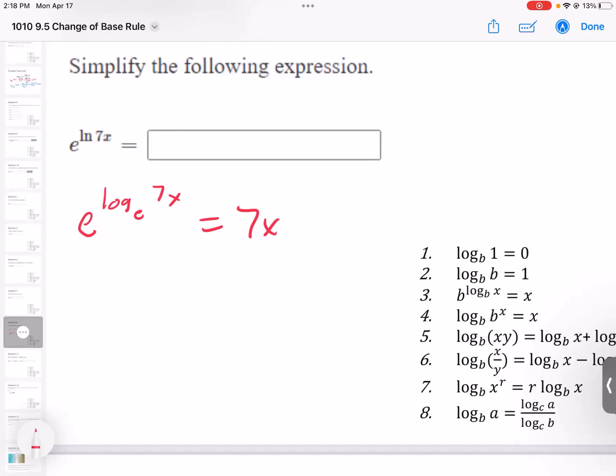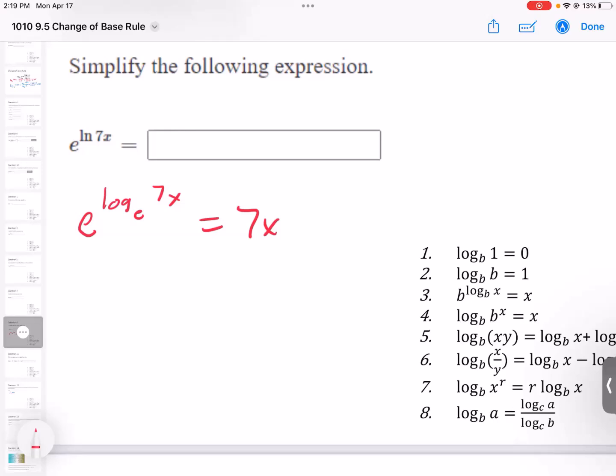And I've added the change of base rule here because technically the change of base rule is a property. So we now have 8 properties. 7 of them we learned last time and 8 we learned this time. Any questions about that?